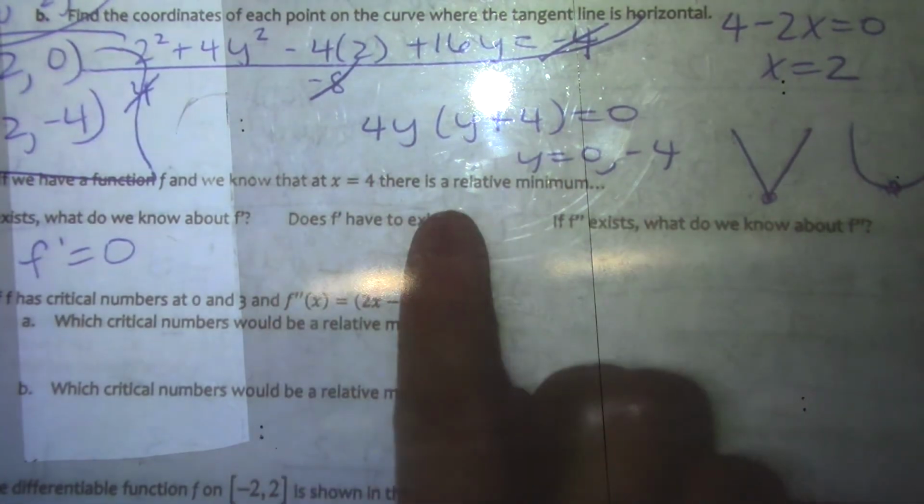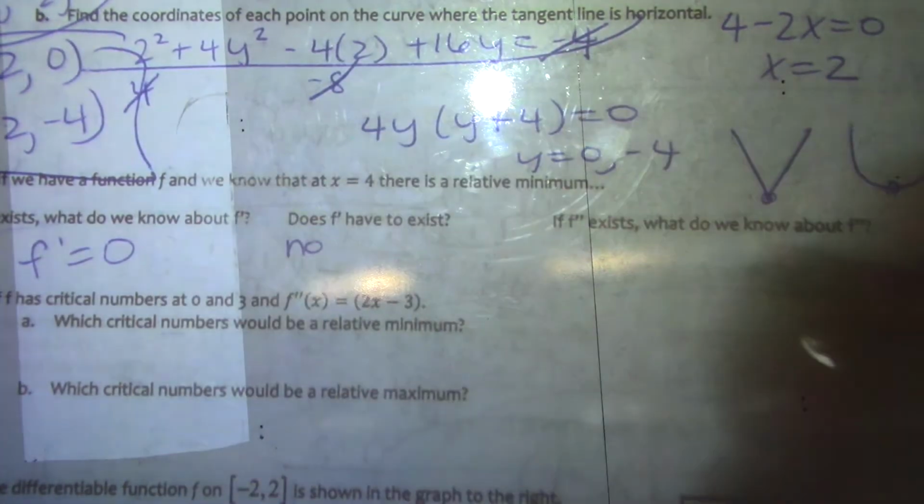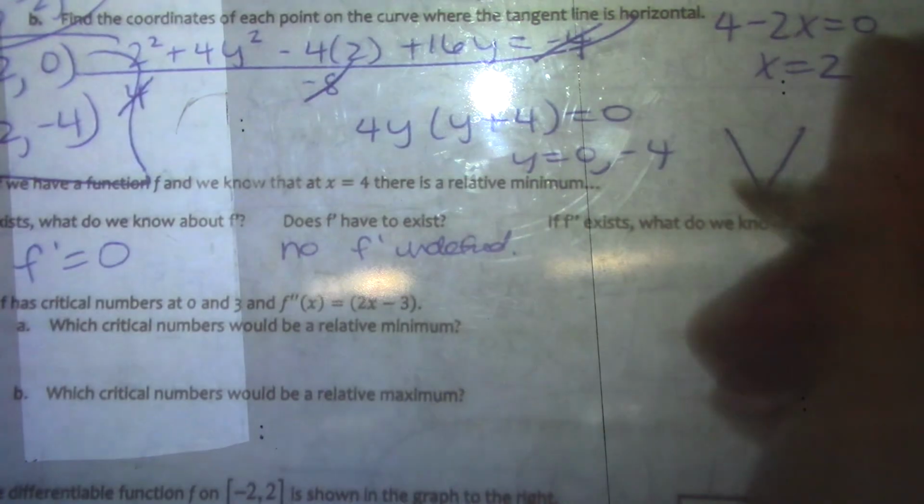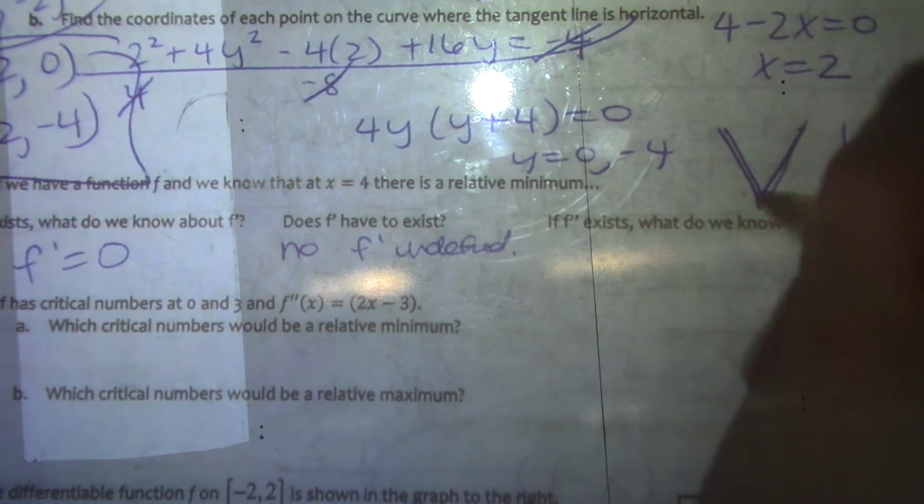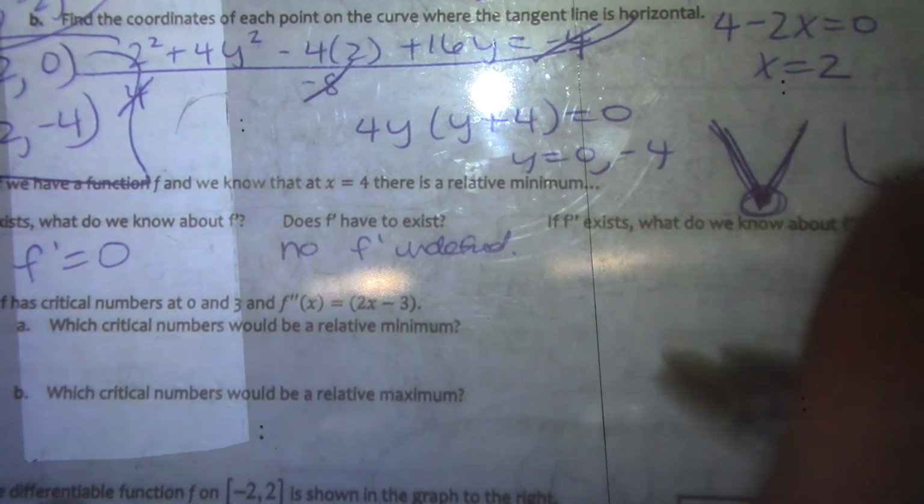Does f prime have to exist? No. You can have a critical number where f prime is undefined. That's definitely a possibility, something like this. F has to exist if you have a minimum, but the derivative doesn't have to. This is not differentiable at this point because the derivative is different on either side.